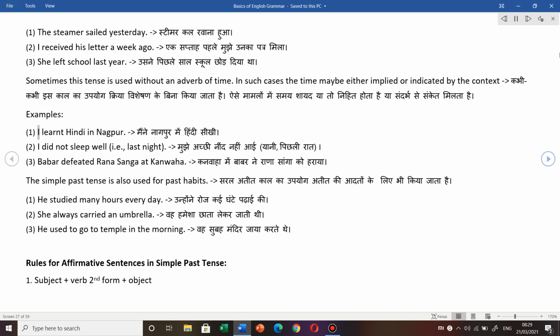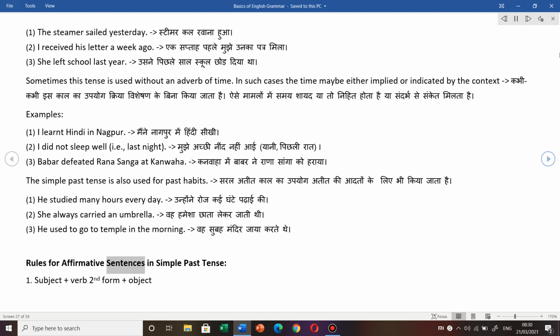Examples. I learned Hindi in Nagpur. I did not sleep well last night. Babar defeated Rana Sanga at Kanwaha. The simple past tense is also used for past habits. He studied many hours every day. She always carried an umbrella. He used to go to temple in the morning.